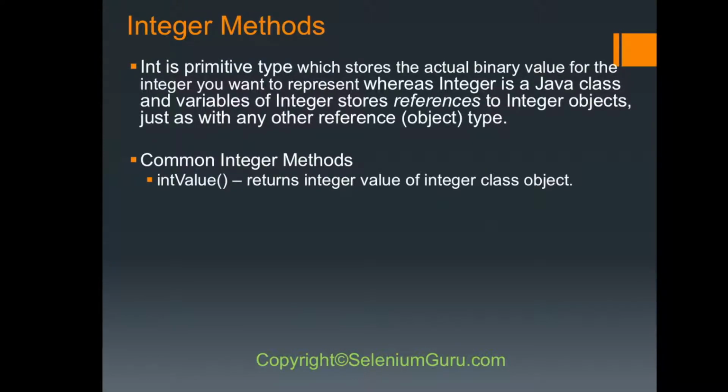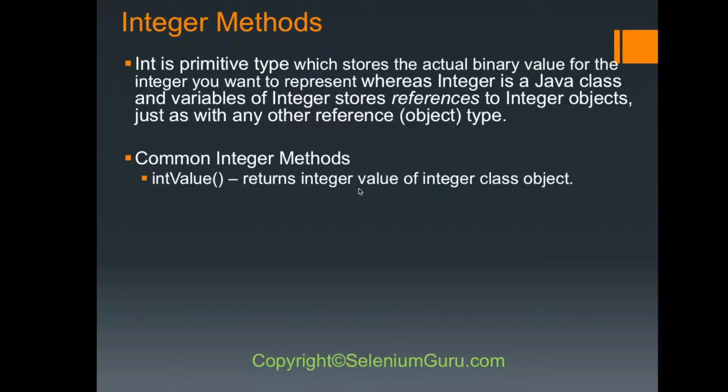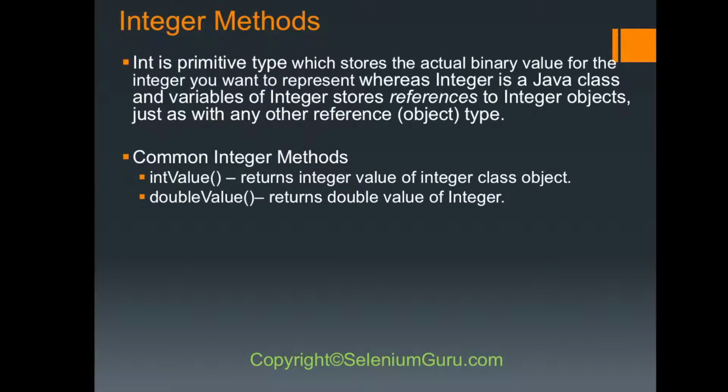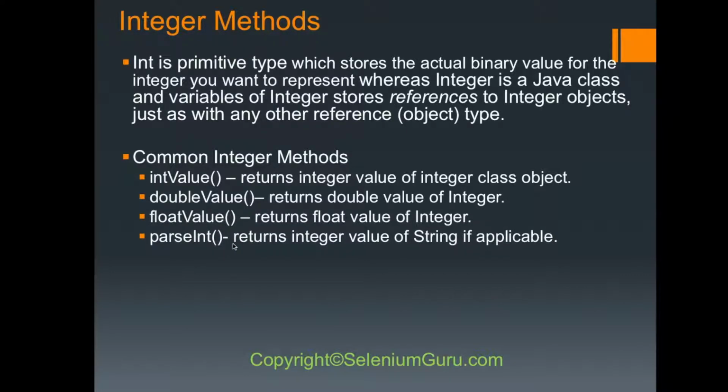So here are the common Integer methods that you're going to use in real time. Okay, one of the first ones is intValue. It returns the integer value of the Integer class object. doubleValue. So if you have an integer and you want to convert it into a double value, you can use this method here, doubleValue. And this is floatValue, which returns the float value, and parseInt. Let's say you have a string, right? 212, something like that. If you want to return the integer value, converting that string 212 into an integer, you can use this parseInt method.